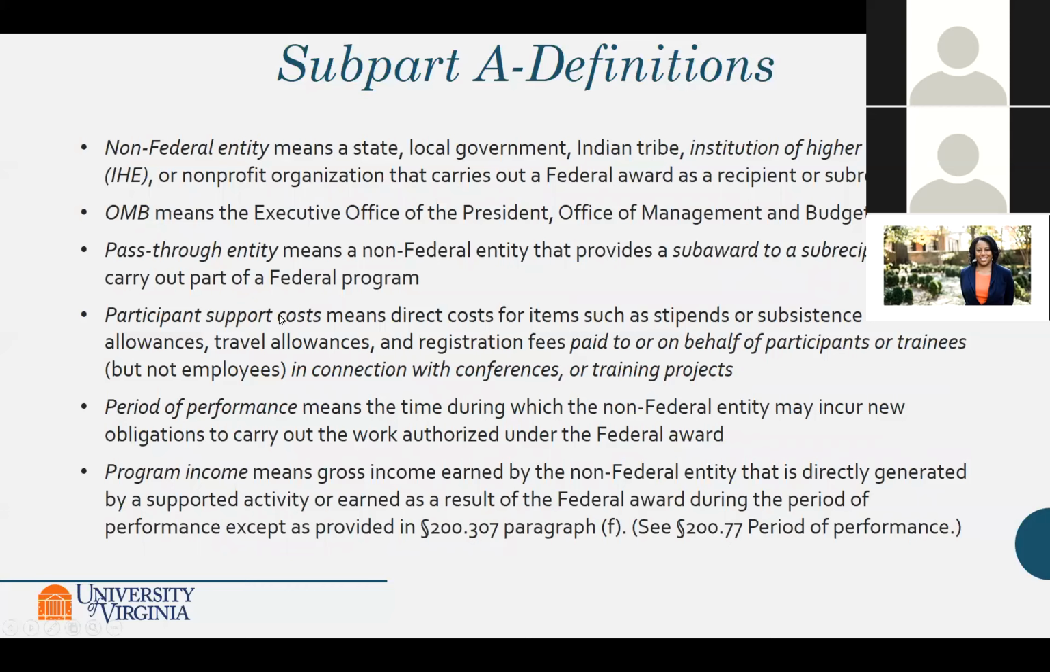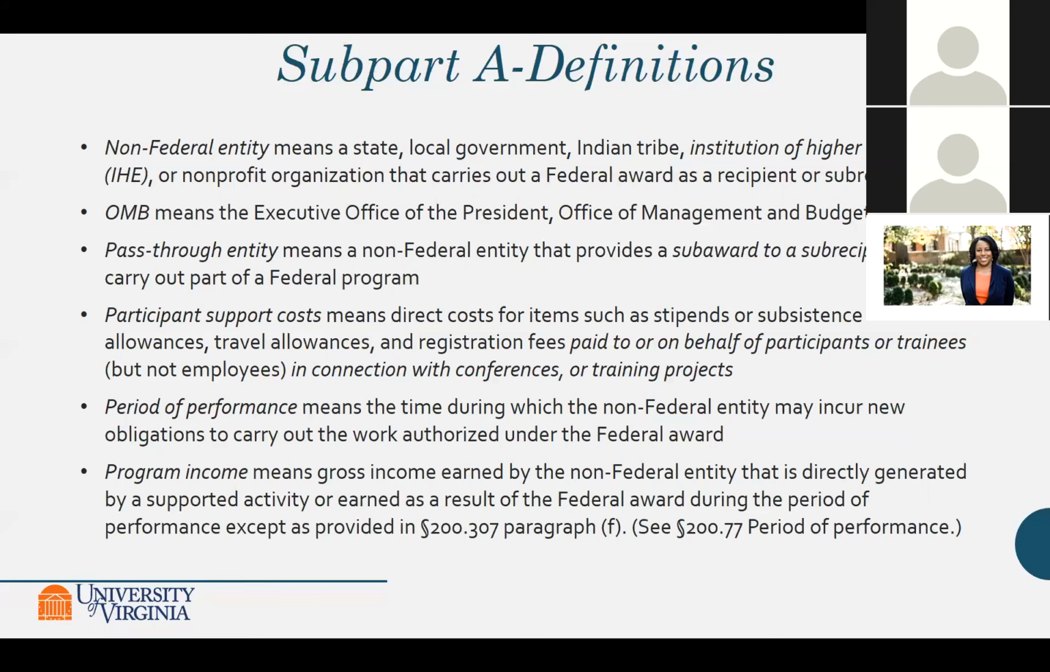Participant support costs, so that's a big one for university research. Direct costs for items such as stipends or subsistence allowances, travel allowances, and registration fees paid to or on behalf of participants or trainees, but not employees, and that's a very important distinction, in connection with conferences or training projects. So typically, if you recall from the MTDC definition a second ago, this is something that has to be tracked separately to make sure F&A is not accrued on it. And so internally in UVA parlance, we would make a separate project for that. And yeah, so important definition to note.